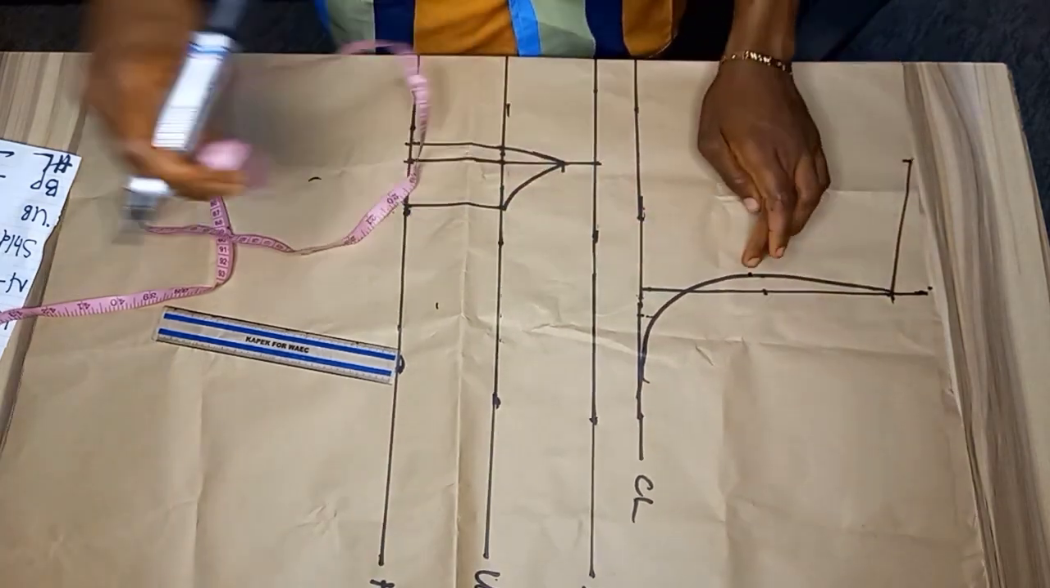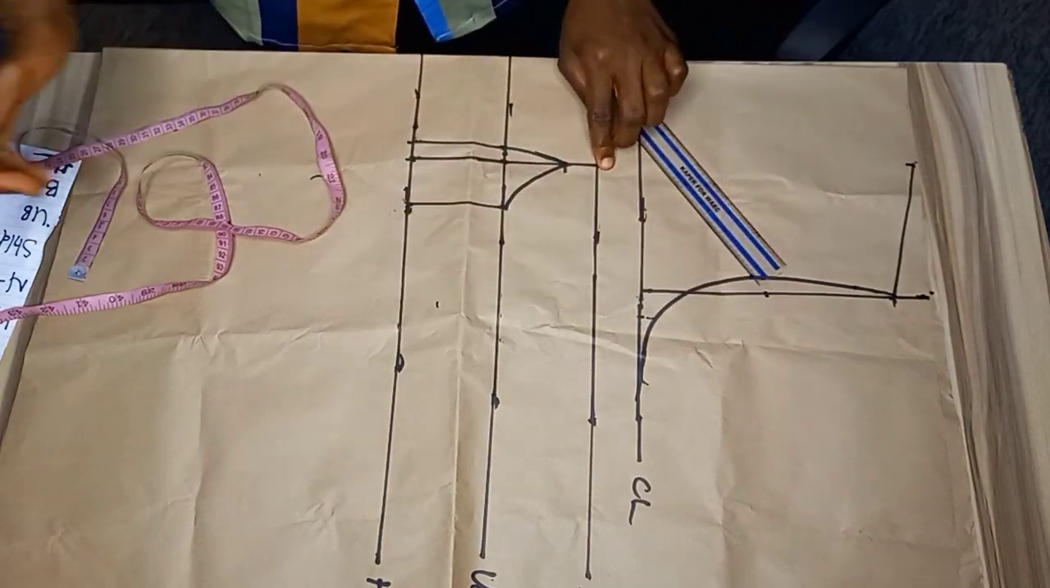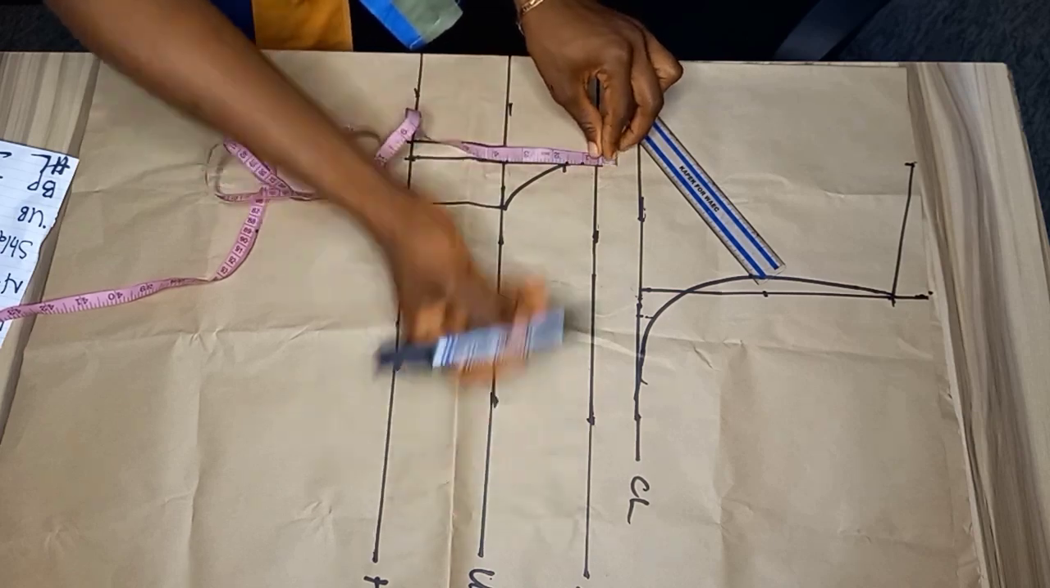This will be the midpoint for this. So you're now going to connect this line to this. But before that, you're going to come up by 0.5 inch at the bust line.